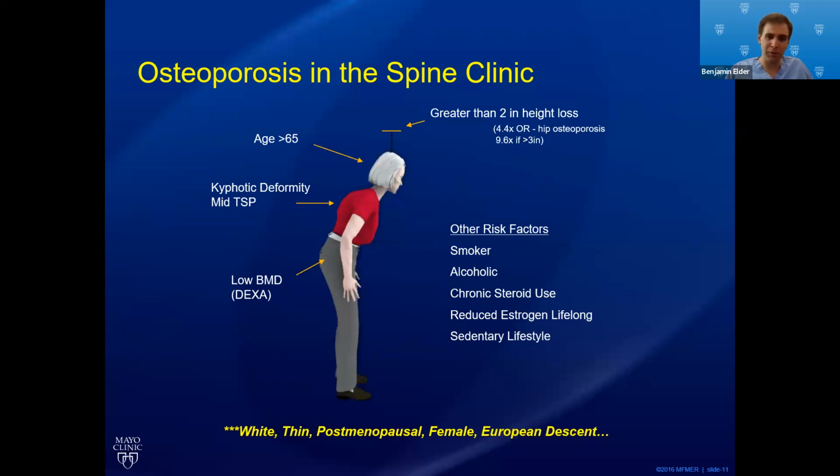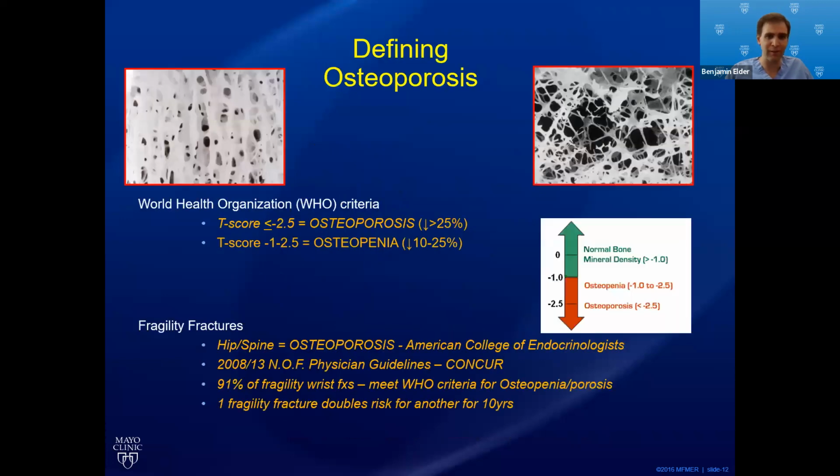Other risk factors are smokers, alcoholics, again, chronic steroid use, a reduced estrogen, and a sedentary lifestyle. But the highest risk population tends to be the thin, white, postmenopausal females of European descent, which we see very commonly in our clinics.